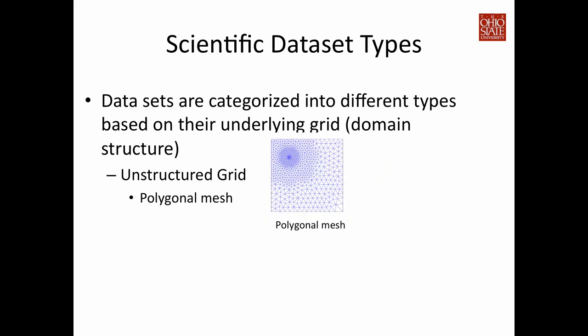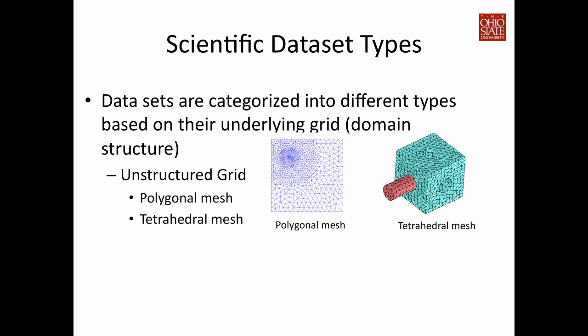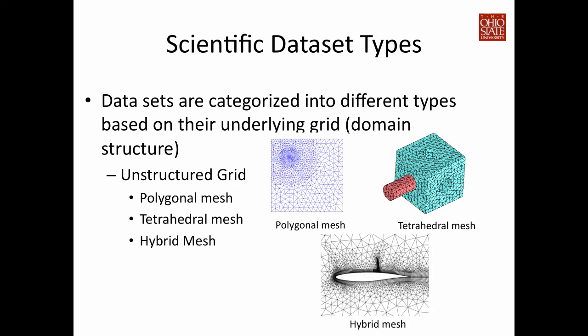There are different types of unstructured grids. For example, for 2D surfaces, they can be polygonal meshes. For 3D data, an unstructured grid is commonly made of a collection of tetrahedra. Finally, because the grid points are placed irregularly, you can mix and match different types of cells together to make a hybrid mesh.